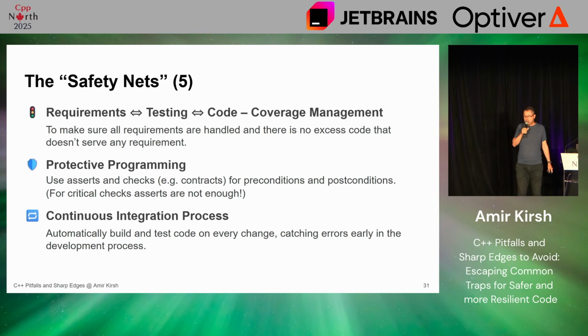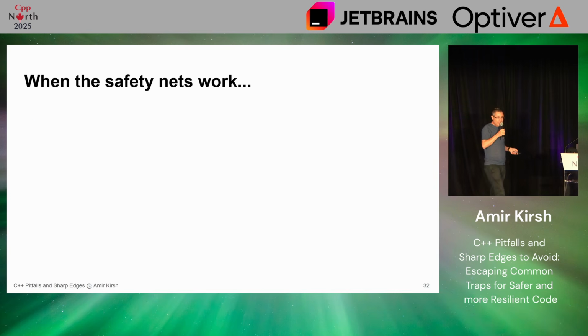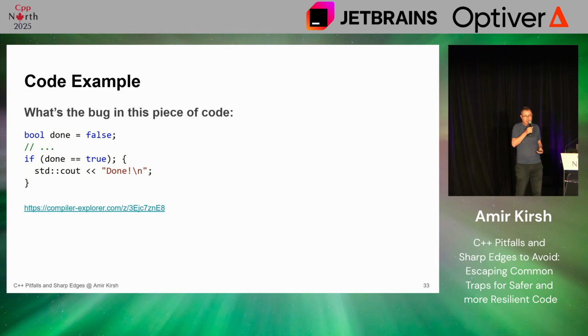And continuous integration is also something valuable because we will find bugs earlier. We'll run the test again and again. But when the safety nets don't work, we are in trouble. Let's take a look at a few examples where safety nets do work. Like, for example, this one. Do you see the problem?